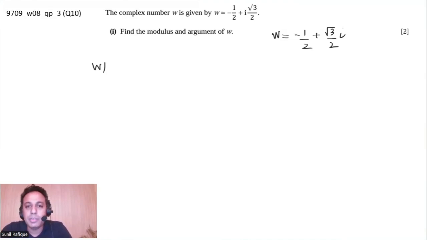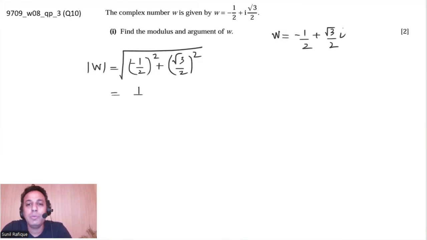So let's get the modulus. It's going to be the square root of negative 1/2 squared plus root 3 over 2 squared, right? 1 over 4 plus 3 over 4. That's the square root of 1, so that's just 1. Well, the modulus is 1.